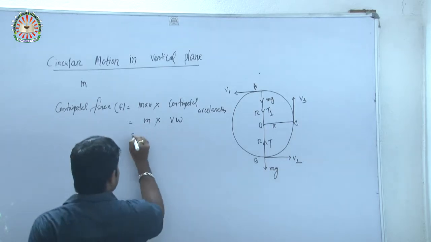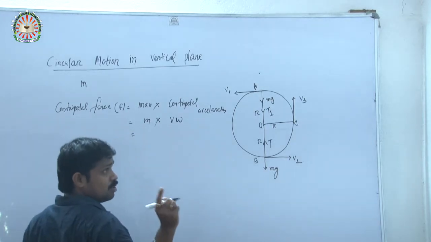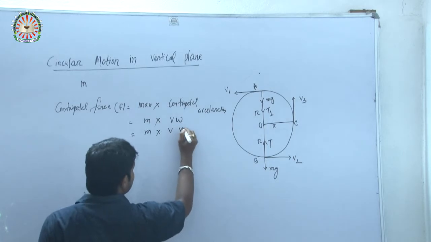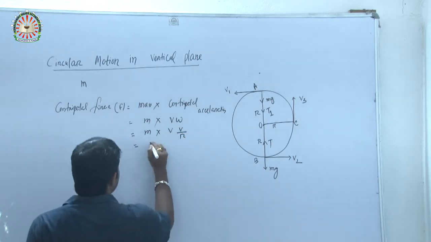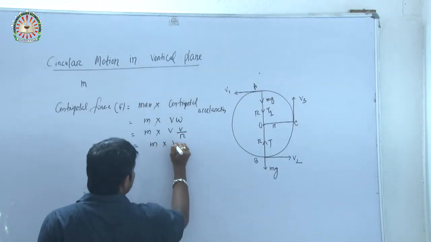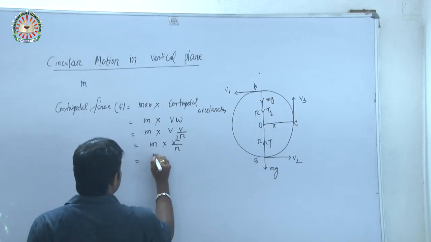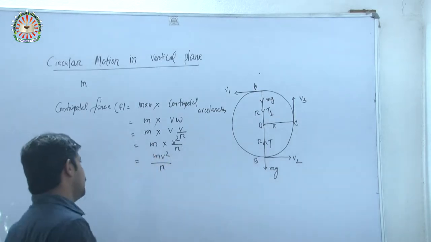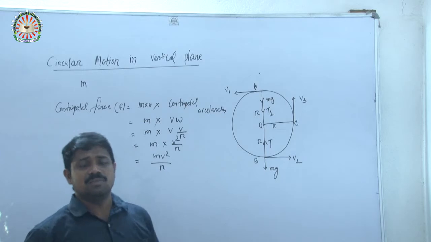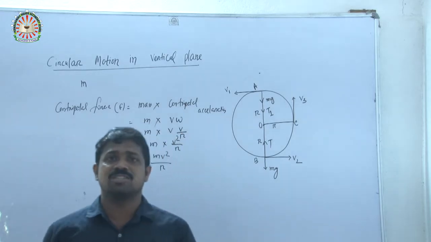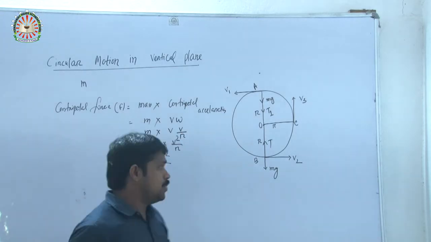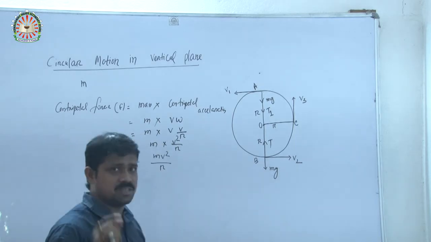Where omega is the angular velocity. So now m into, and we know that omega is equal to v by r. So that means this is m into v square by r. So if you combine it, then m v square by r. This expression that I have written here is the expression of your centripetal force. Clear? Now a few important points about the centripetal force.